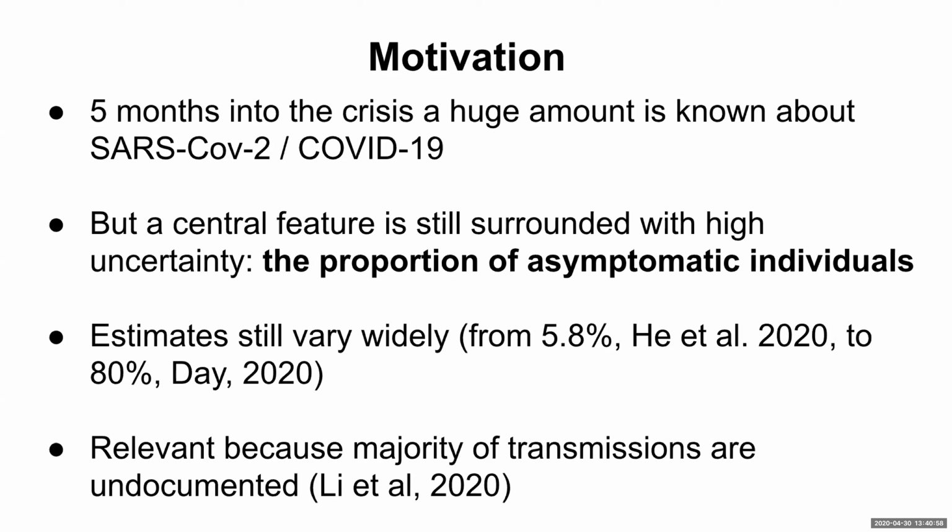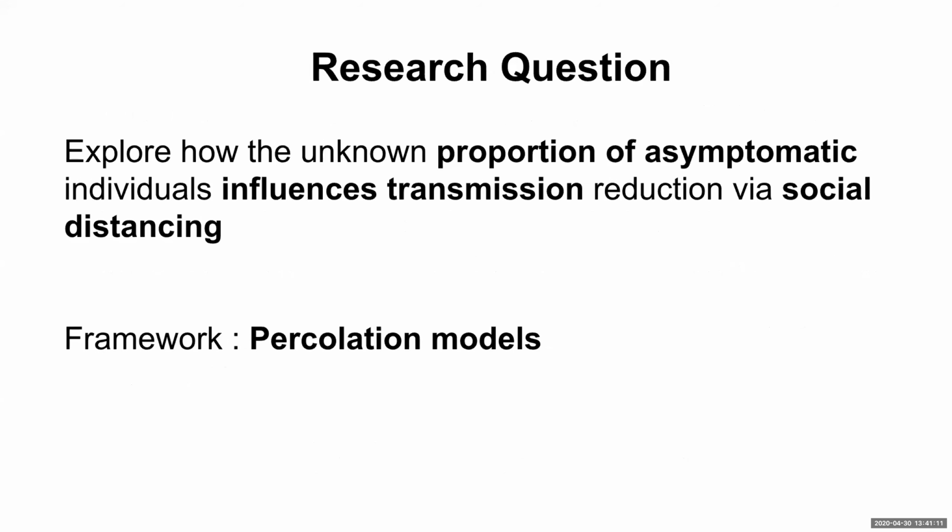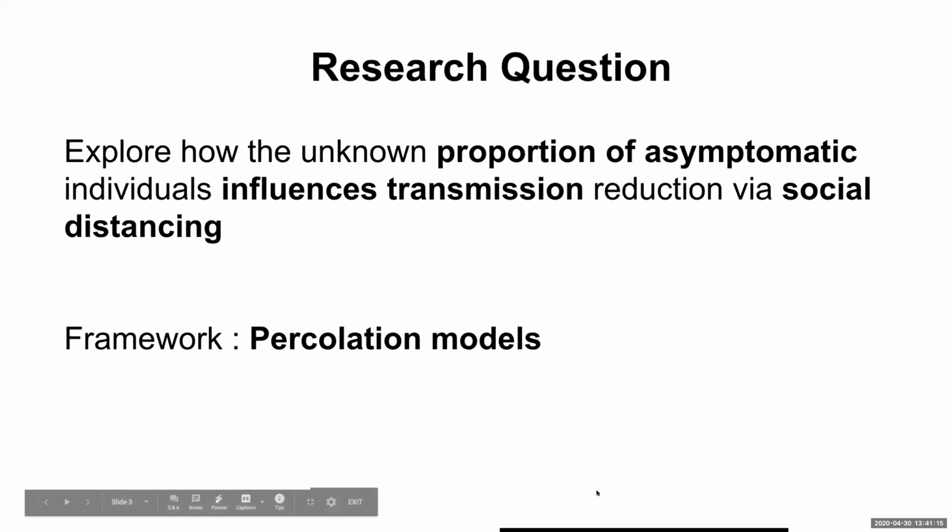So given that the majority of the transmissions remain undocumented, it is important that the proportion of asymptomatic individuals is taken into account in the studies because they do shape the spread of the disease during an epidemic. Hence, our research question is to explore how the unknown proportion of asymptomatic individuals influences the reduction of transmission of the disease via social distancing.